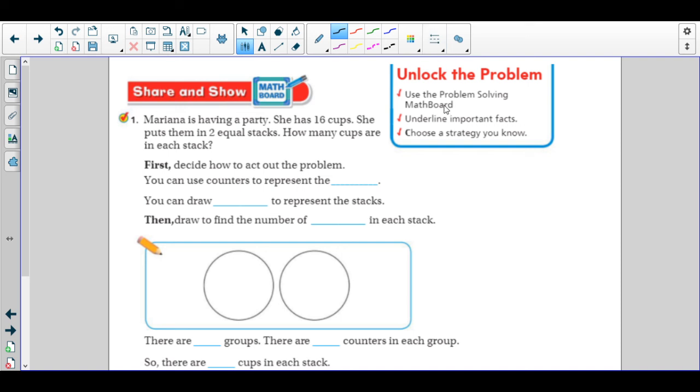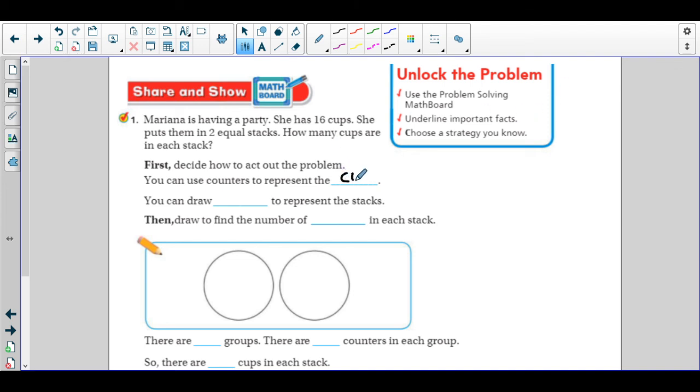So, let's see what we got here. Mariana is having a party. She has 16 cups. She puts them in 2 equal stacks. How many cups are in each stack? So first, decide how to act out the problem. We can use counters to represent the cups.